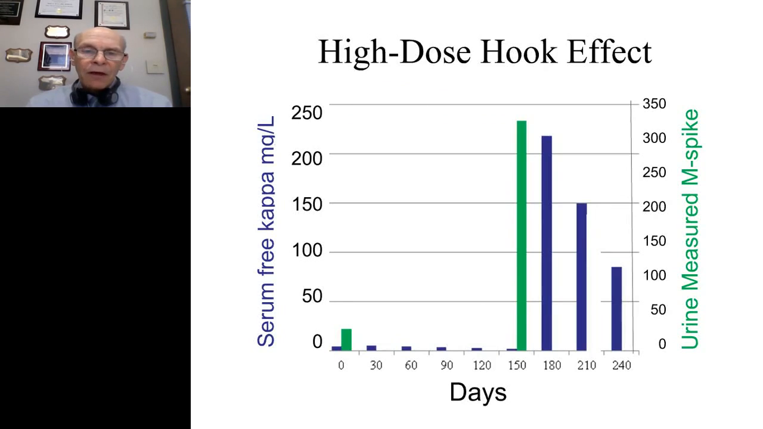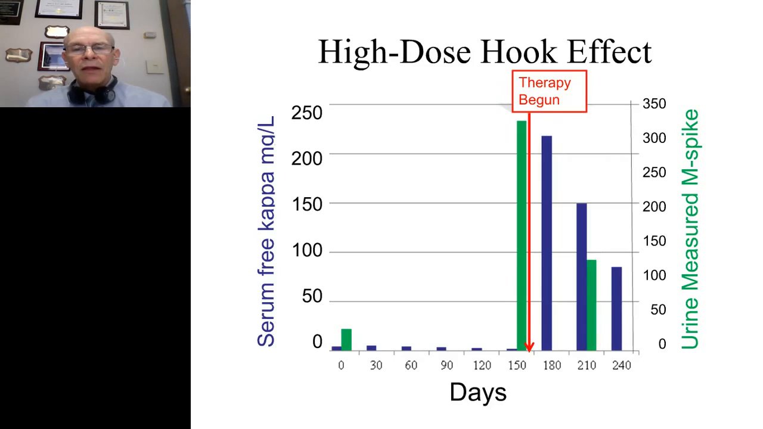Here we have, on the far left, 0 days, and that's the initial sample. We have the small amount of free kappa, it's under 5 milligrams per deciliter, and we have the urine measured M spike, and I have that axis in green, and it wasn't very large either. Then they followed the patient with the serum free kappa, and it never got above 5. But then they looked at the urine again on day 150, and we had a huge spike. Therapy was given here, and after the therapy, the amount of the free kappa in the serum free light chain test went way up, well over 200.